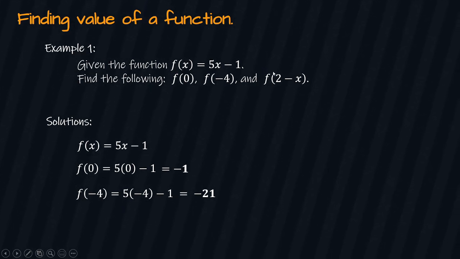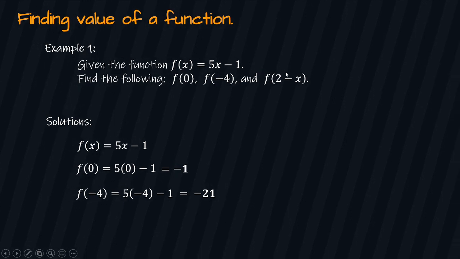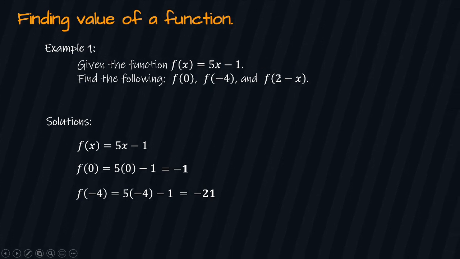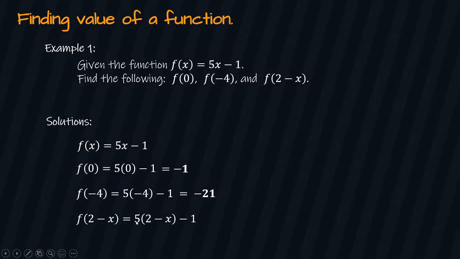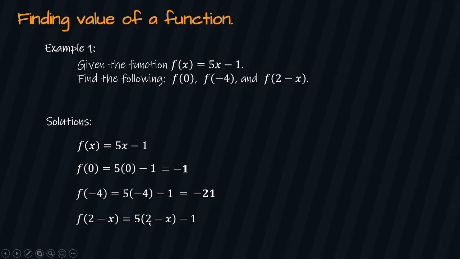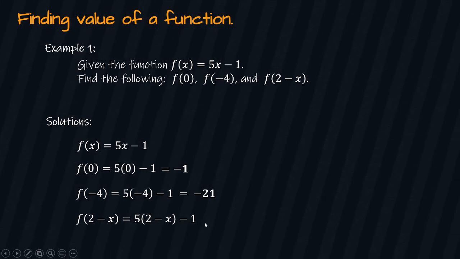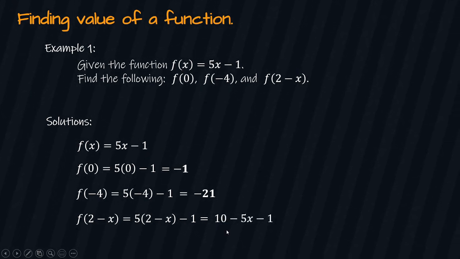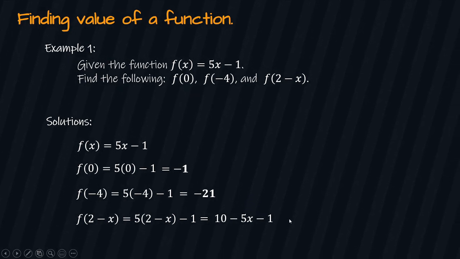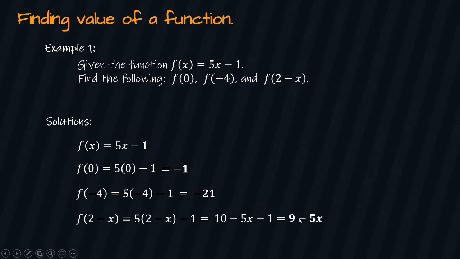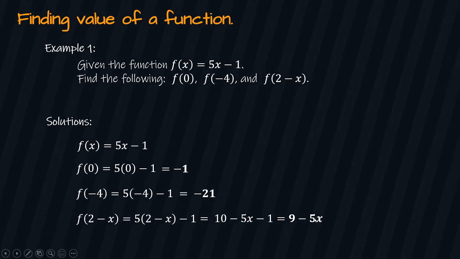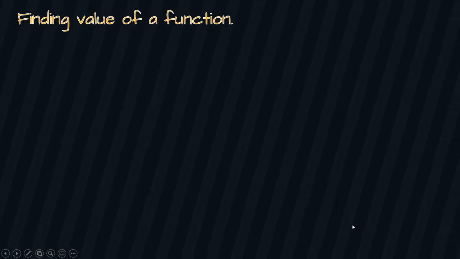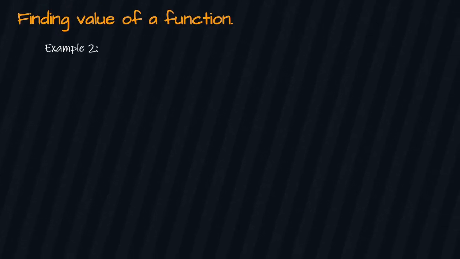And lastly, for f(2 - x), we substitute the value of x in the equation with 2 - x. That is 5 times (2 - x) minus 1. Distributing the 5, we have 10 - 5x - 1. Simplifying, we have 9 - 5x, or we could say -5x + 9. Next example.